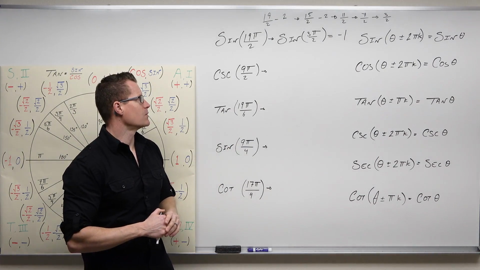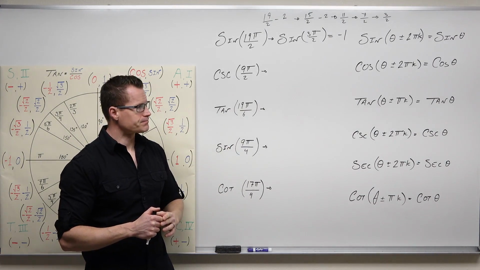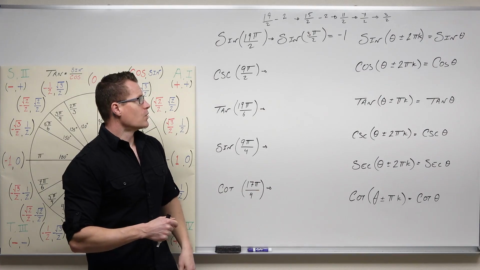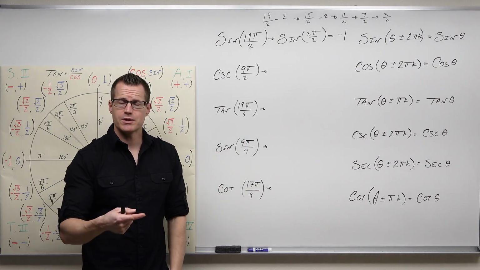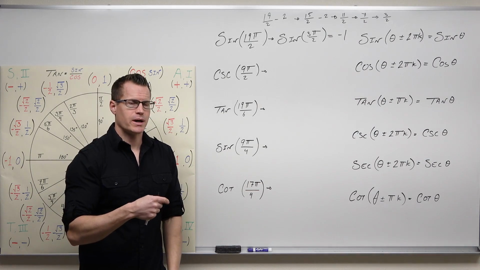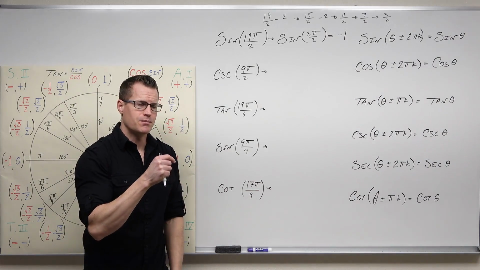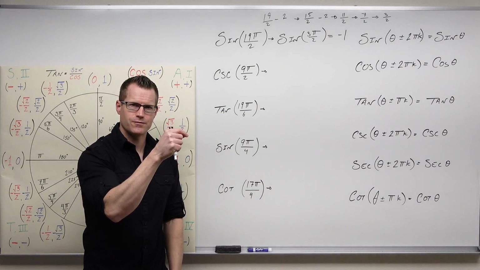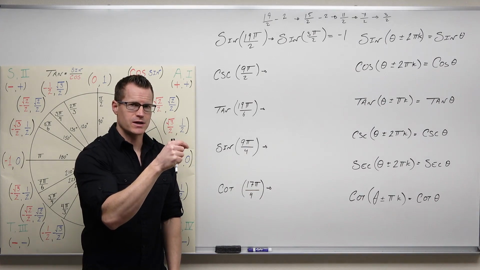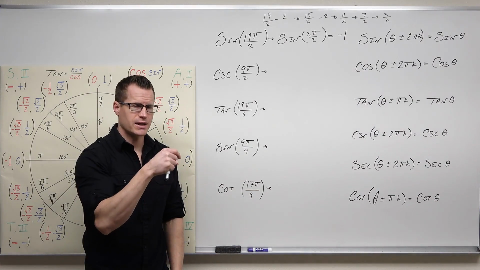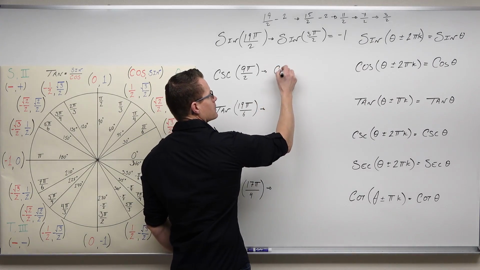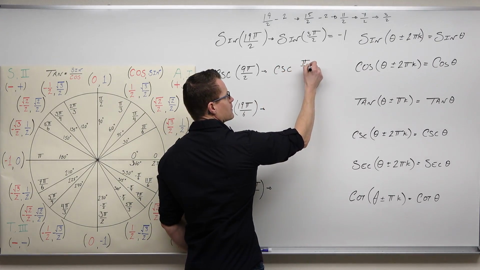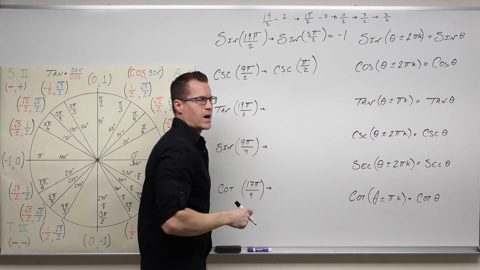We do the same thing with 9 pi over 2. We're still dealing with cosecant that has a period of 2 pi, so I'm going to start subtracting 2 pi. I know that 9 halves minus 2, well, that's 4 halves. So 9 halves minus 4 halves is 5 halves. Minus 4 halves again is 1 half. This is the same thing as cosecant of pi over 2.